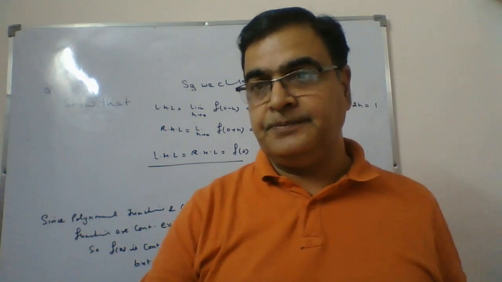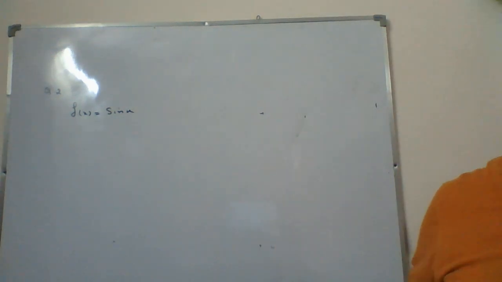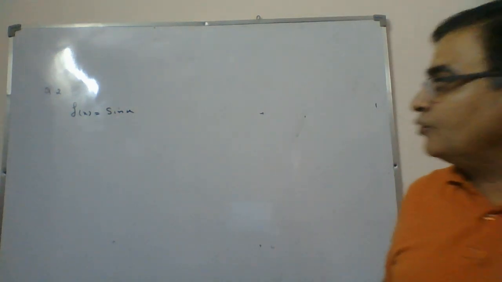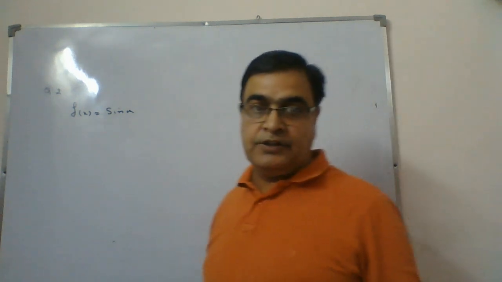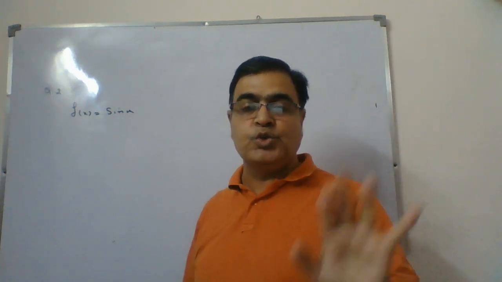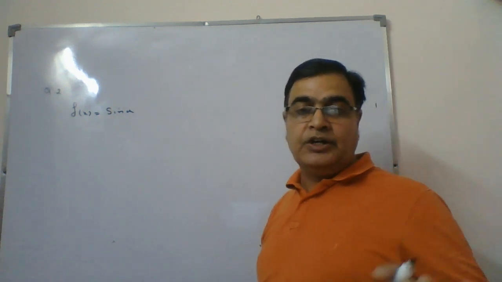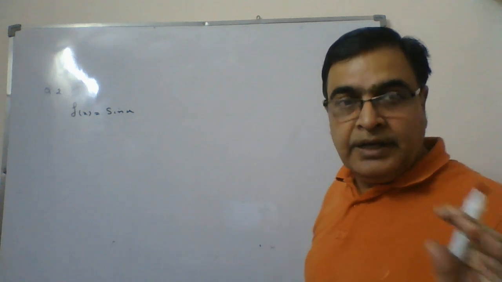Next question please. Next question says f(x) = sin x. This is the function we have. We have to show that this function is continuous everywhere. By graph I told you, but if this comes as a question, you show that this function is continuous everywhere. That means we should show continuity for all the real numbers.